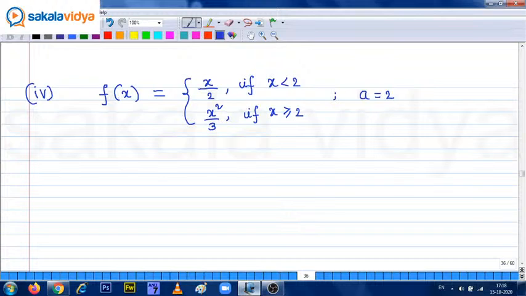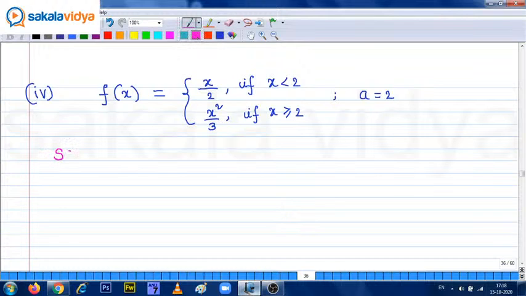Here we need to find out the left hand limit and right hand limit. If the left hand limit is equal to the right hand limit, then we say that the limit exists at x is equal to 2. So let us verify now.